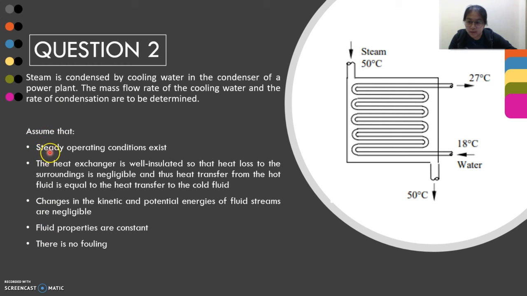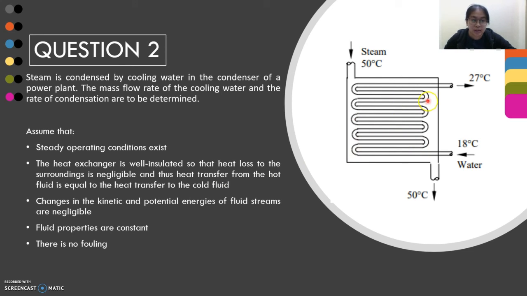As we can see here, there are 5 assumptions. The first one is that steady operating conditions exist. The second one is that the heat exchanger is well insulated so that the heat loss to the surroundings can be ignored, and the heat transfer from the hot fluid is equal to the heat transfer to the cold fluid. The third one is that the changes in the kinetic and potential energies of fluid streams can be neglected. Number 4, fluid properties are constant. Number 5, the last one, is that there is no fouling, which means there is no accumulation of foreign particles or material on the surface, which might affect its performance.